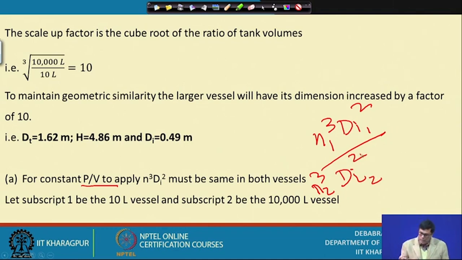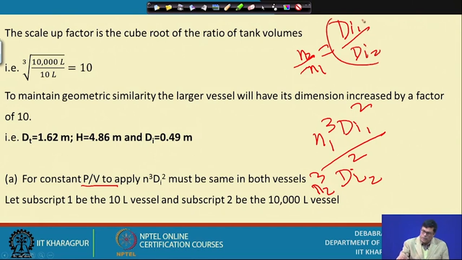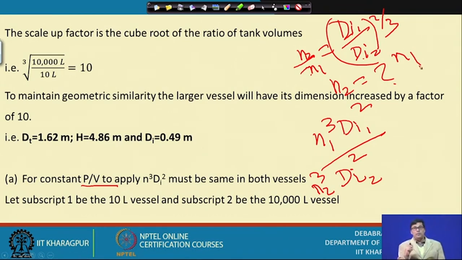If this is constant, then similarly, as we have already seen previously, N2 by N1 is equal to (Di1 by Di2) to the power 2 by 3, am I right? So we know the ratio is 1 is to 10, and we know the N1 value, so we can easily find the N2 value. Now, if N1 value is not given, then we can write this as this into N1. If we assume N1 value is 1, then you can easily write the N2 value as compared to the small reactor.